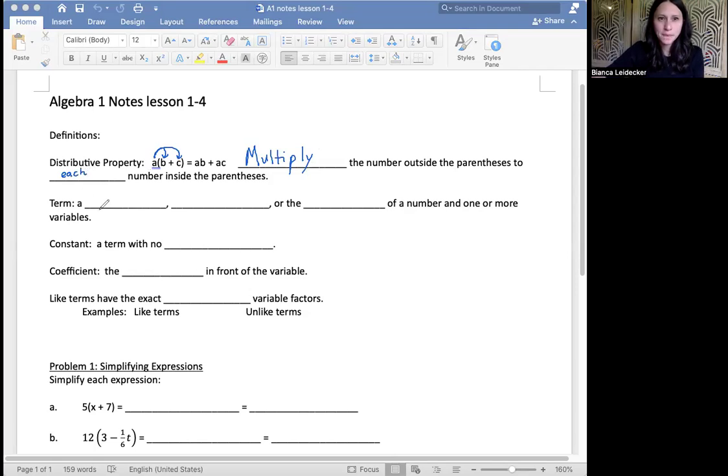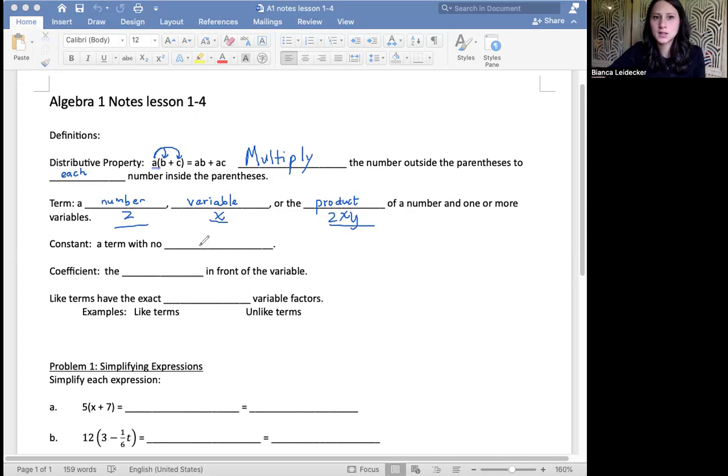Now, what's a term? A term is a number, a variable, or the product of a number and one or more variables. So an example, right? 2x, the product of a number and a variable. So 2x or 2xy, that would be a term. All of these are considered terms.